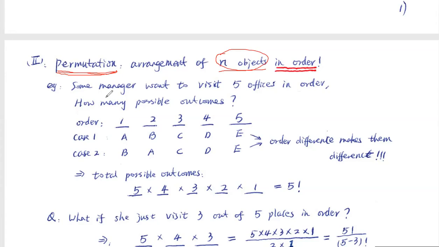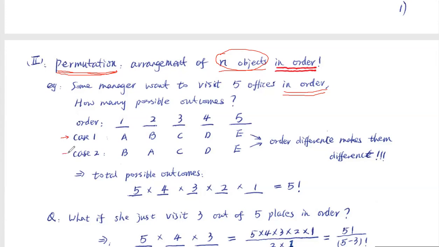Say some manager wants to visit 5 offices in order, right? Those are the keywords. Usually you see that, right? Which one first, which one second? So how many possible outcomes? In that case, I have 2 cases here if you compare.